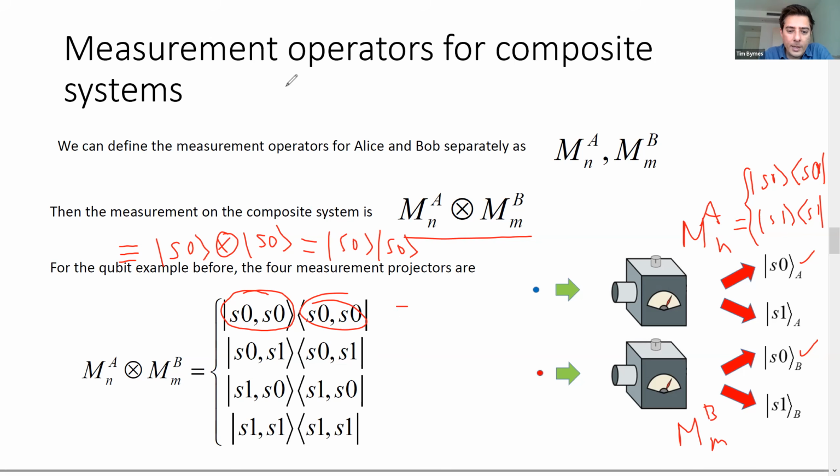I didn't quite write this, but basically this one would be what I would call M_0^A times M_0^B. And of course, this one would be M_0^A times M_1^B and so forth. So these would be basically the four measurement outcomes that you can have for this composite system.